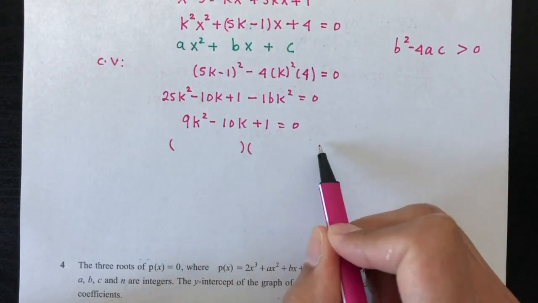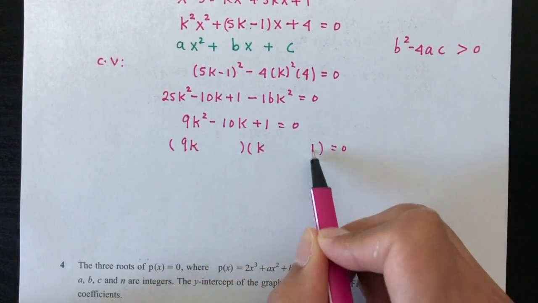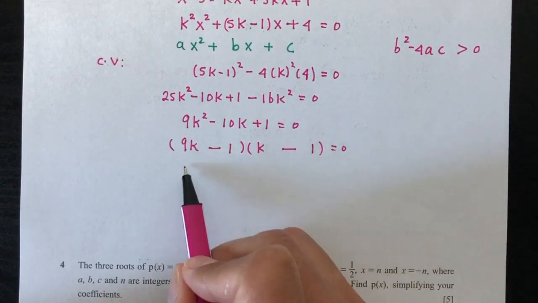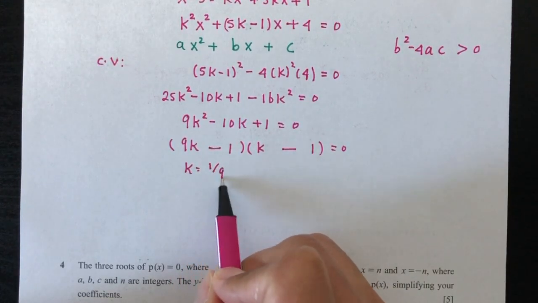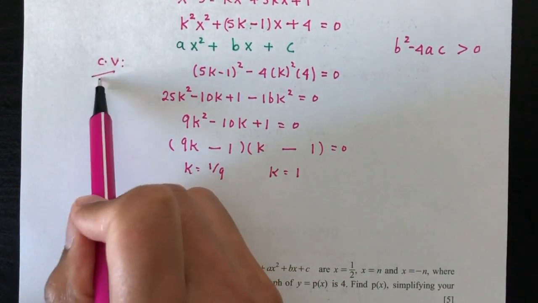You will have 9k and k. 1 is 1 times 1. For it to be minus 10, both have to be minus. So k will be 1 over 9 and k will be 1. These two will be the critical values of k.